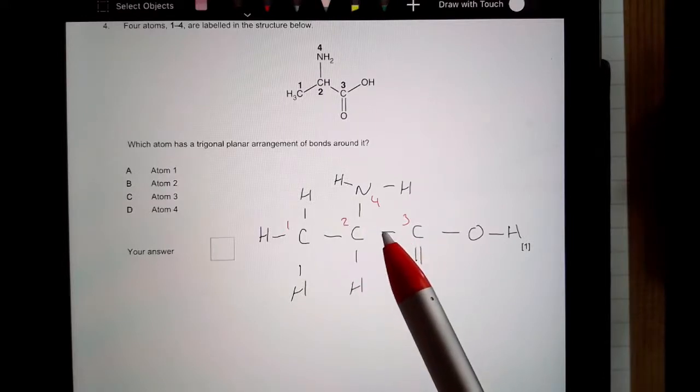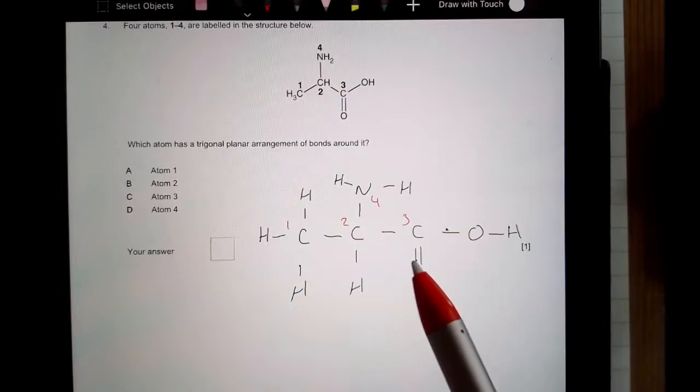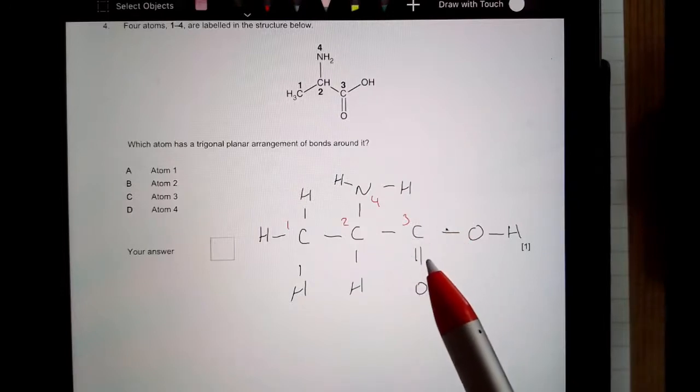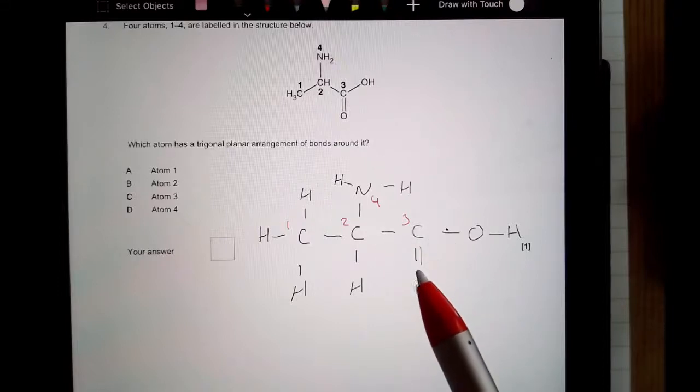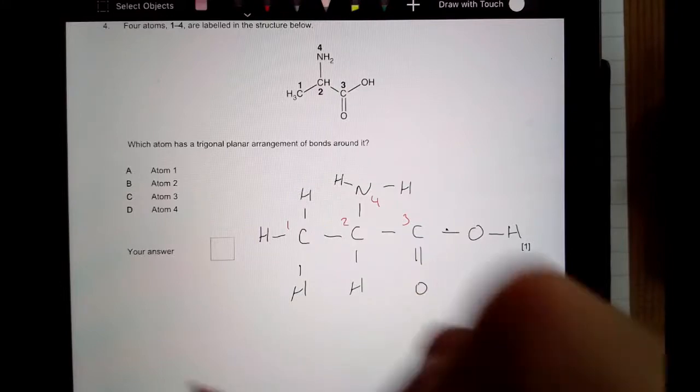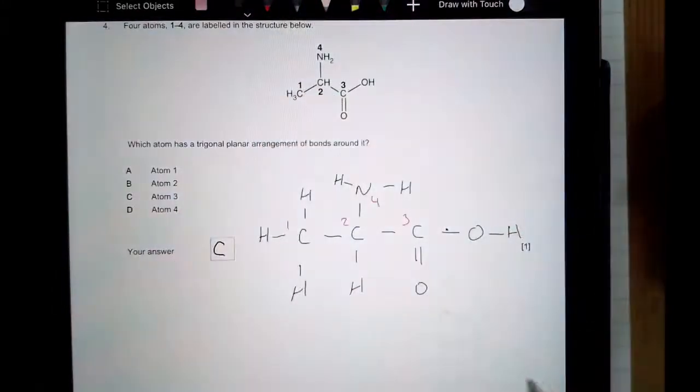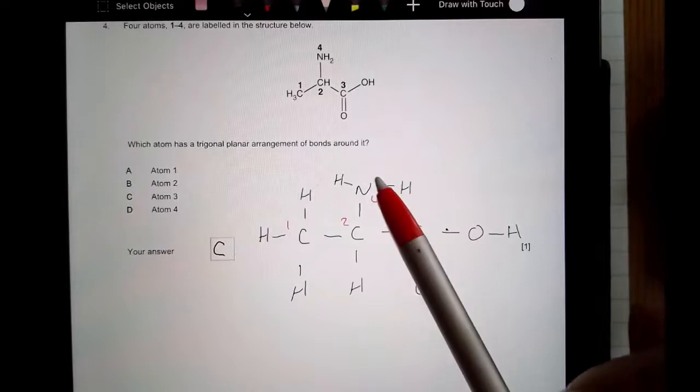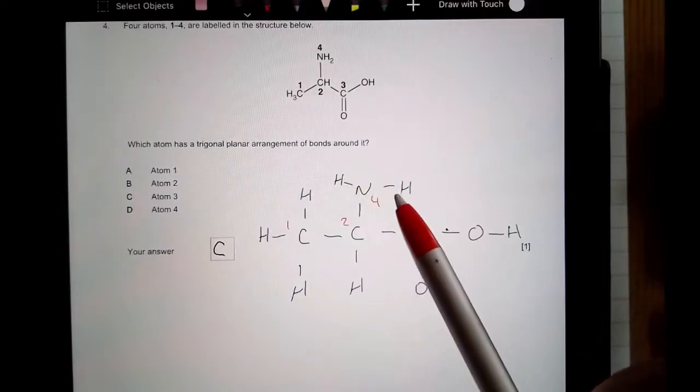Atom number 3 has got 1, 2, 3 regions of electron density. You count a double bond as just 1 bonding region. 3 bonding regions is trigonal planar. So I'm thinking that the answer is going to be C for atom 3, but I'm also going to check atom 4. So initially when I count, I've got 1, 2, 3 bond pairs.